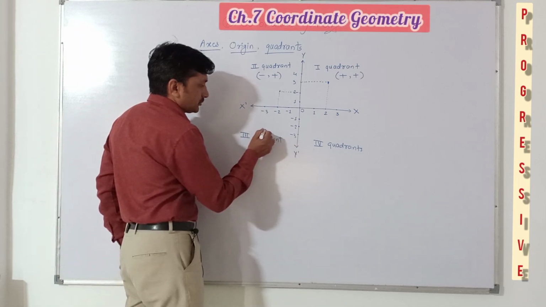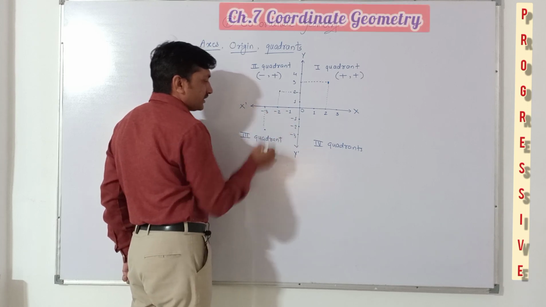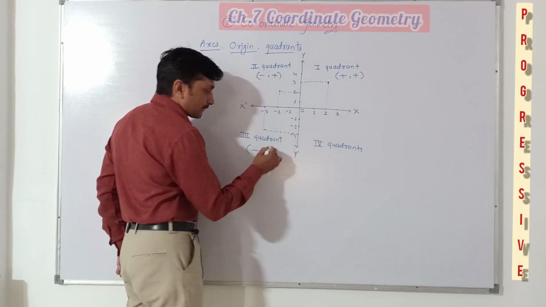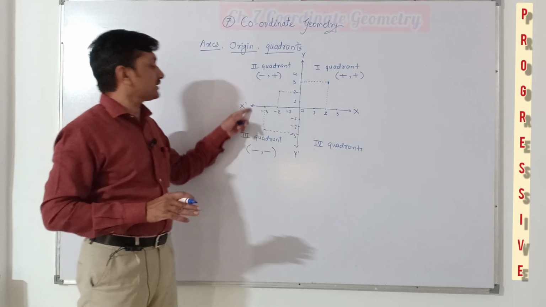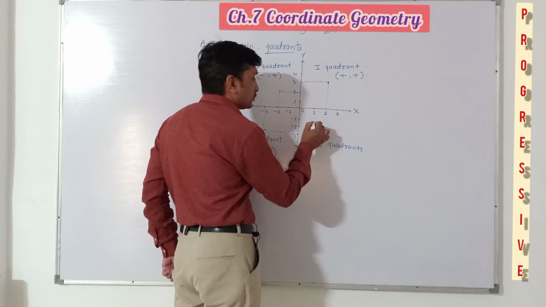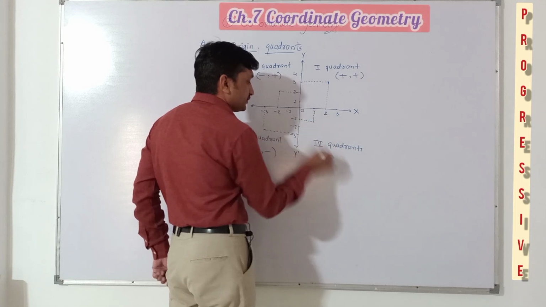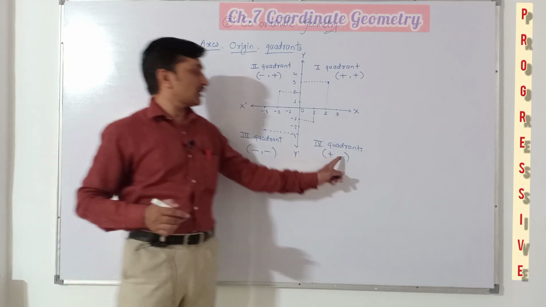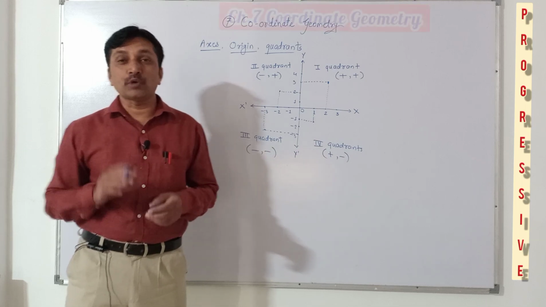Let's see here. Now here point is here, anywhere. What is x coordinate here? X coordinate is negative and y coordinate is also negative, means both negative. If both coordinates are negative, then that point lies in third quadrant. And last, if point is here, suppose, what is x coordinate? Positive and y coordinate negative. Positive, negative. If x coordinate is positive and y coordinate is negative, then the point lies in fourth quadrant.